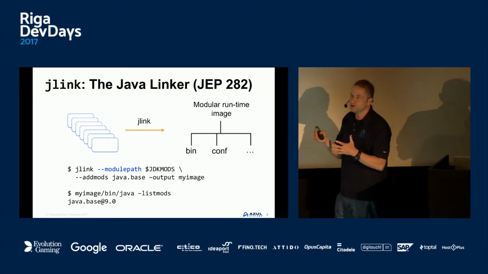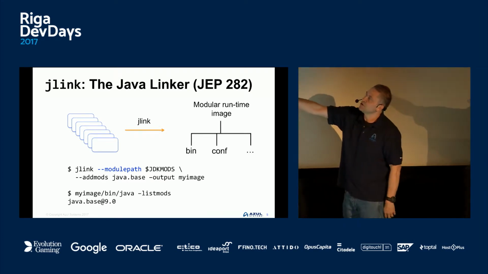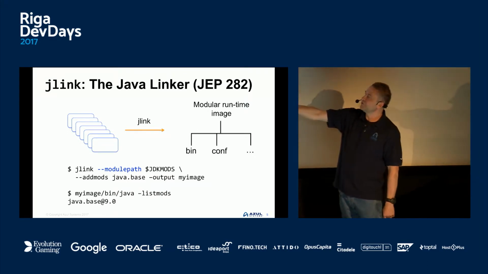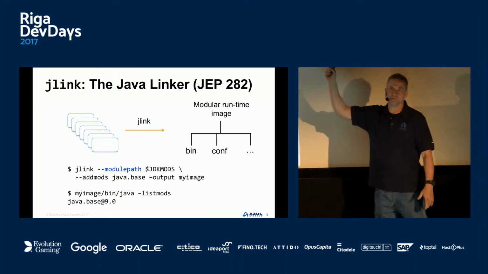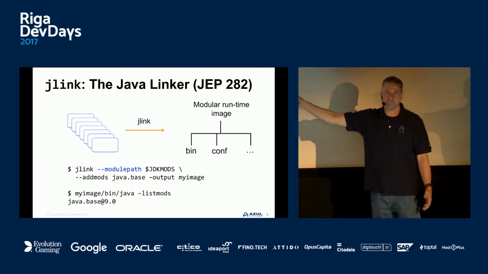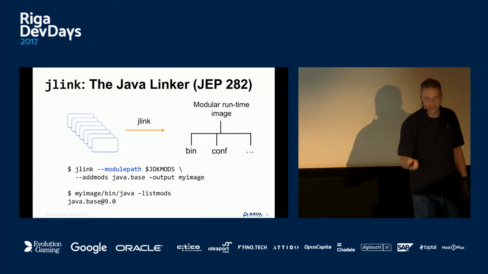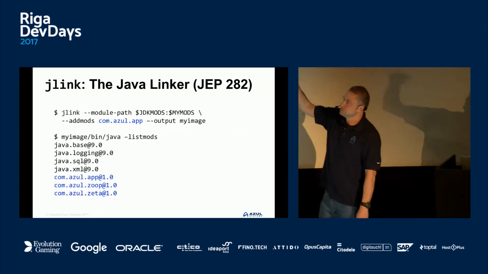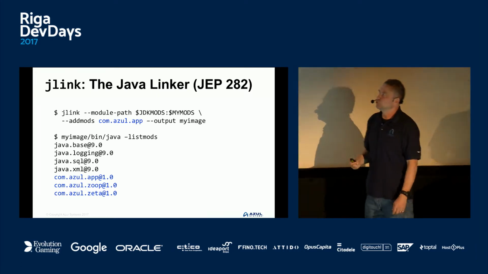If you say JLink with a module path and you just add java.base, when you run the Java executable that's created in the file system for you, you will see that there's only one module, java.base. Now, that's not going to do anything particularly useful, so let's look at another example, where we've got a sample app which uses some modules.